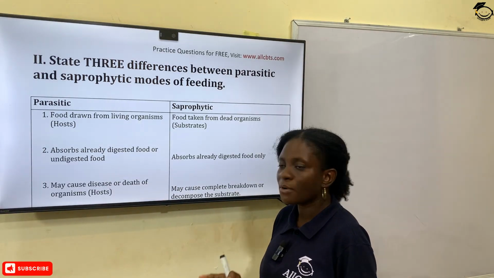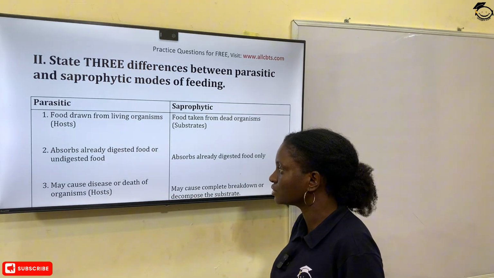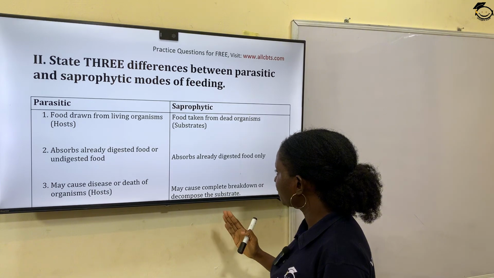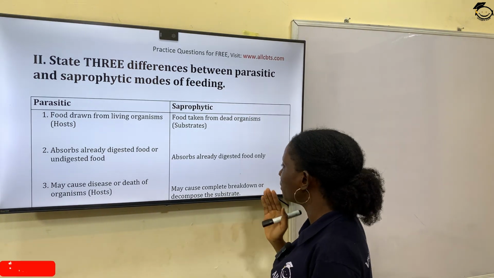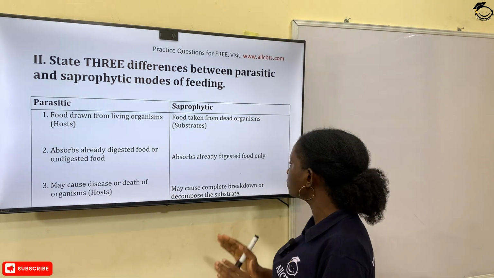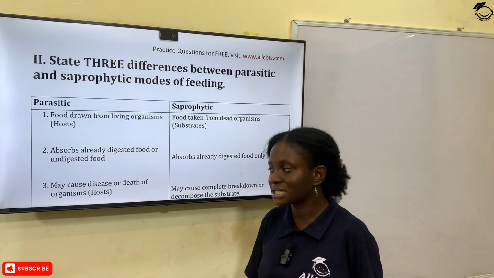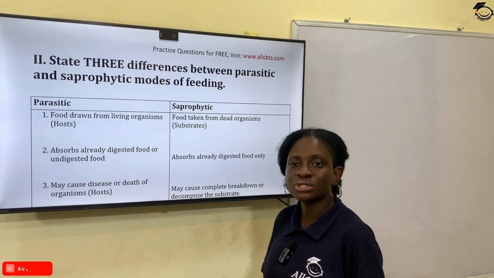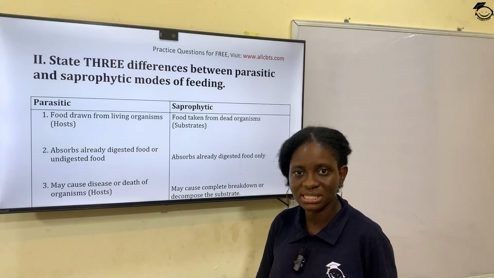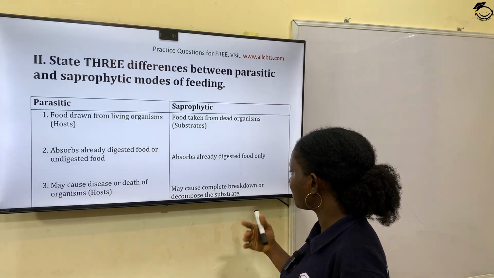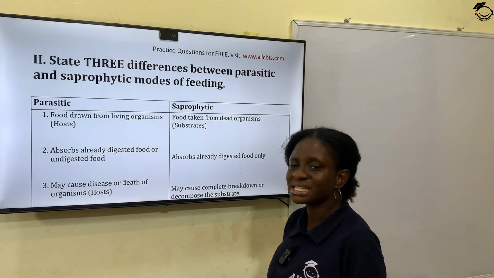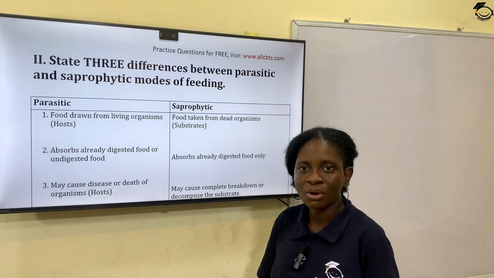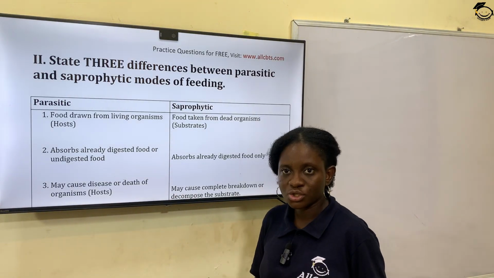2, absorb already digested food or undigested food. For saprophytic, they absorb already digested food only. 3, parasitic may cause disease or death to the host. But for saprophytic, they cause complete breakdown because they feed on dead organisms. So they break down or decompose the substrate.